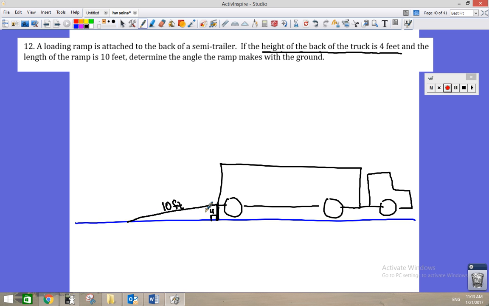The hypotenuse here is 10 feet. The height to the back of the semi truck, and it wants this angle that the ramp makes with the ground. So with respect to this angle, the opposite leg over the hypotenuse is the sine. So since I want the angle, we'll take the inverse sine.